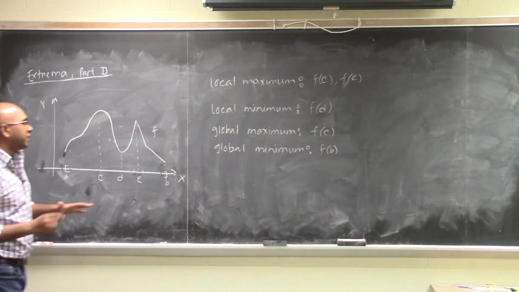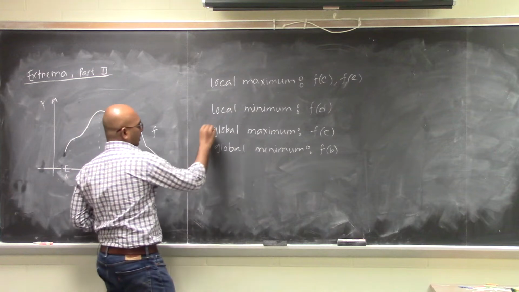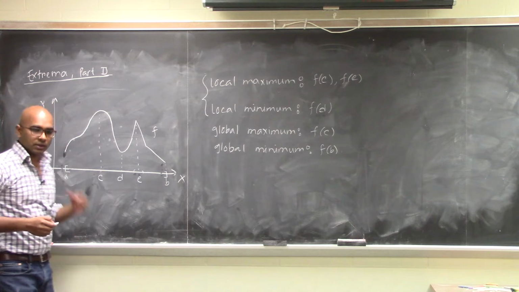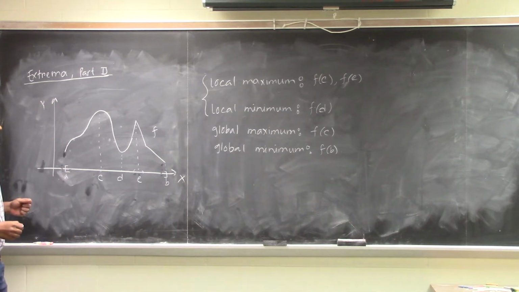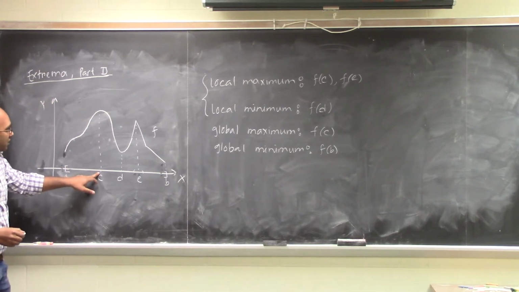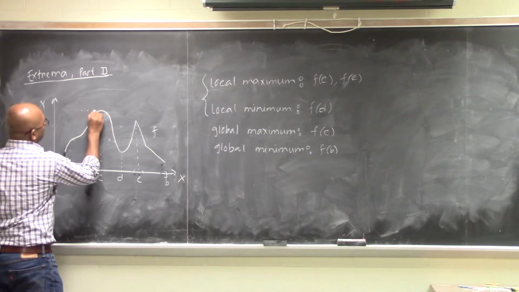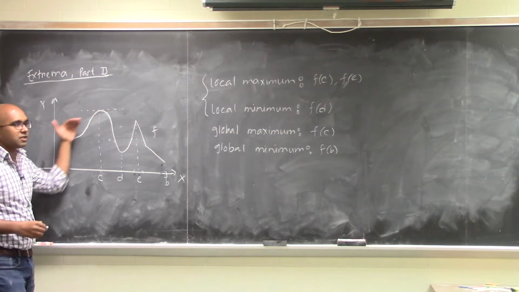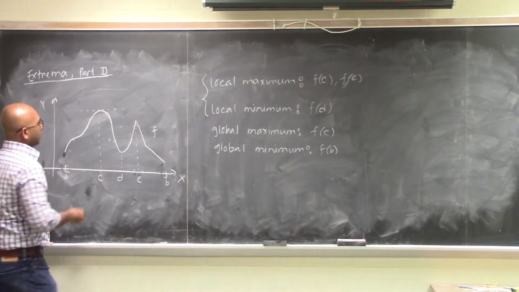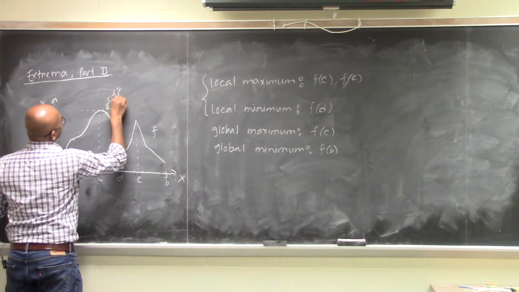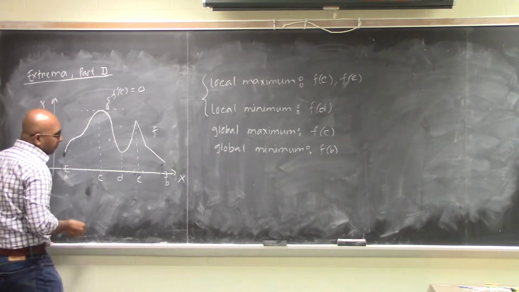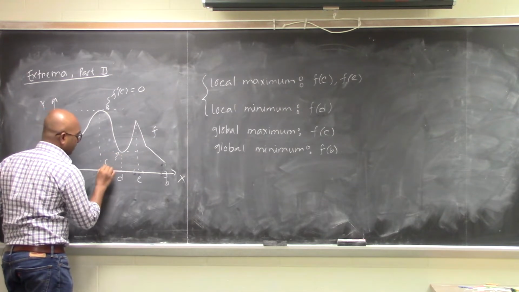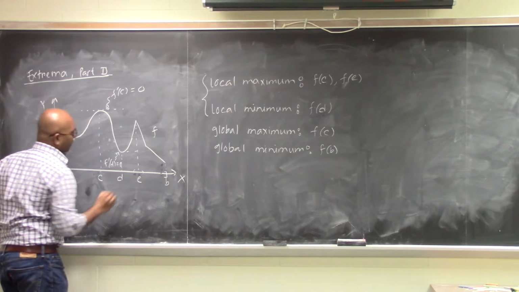Okay, and now notice we're not going to talk about global max and global min, so we'll completely forget about this part. We'll be focusing on this part, local max, local min. Now notice here at this point c, the tangent is horizontal, so it has slope 0. So f prime of c equals 0, right? And also at d, you have a horizontal tangent, so that means f prime of d is also 0, right?